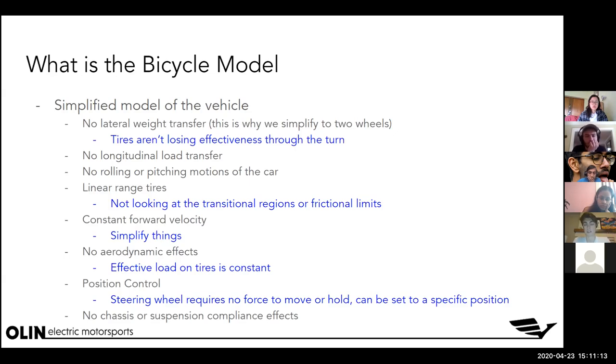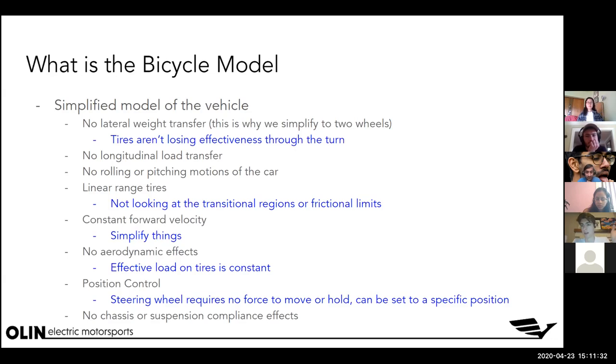We're assuming a constant forward velocity, and we're assuming no aerodynamic effects, gyro effects, and we're assuming that you have positional control of the steering wheel. In an actual race car, you have to apply force to turn the steering wheel. We're going to assume that we can just directly set the position of the wheels. Okay, so that's kind of a summary.